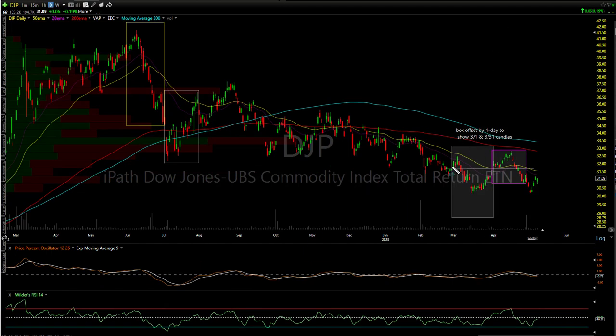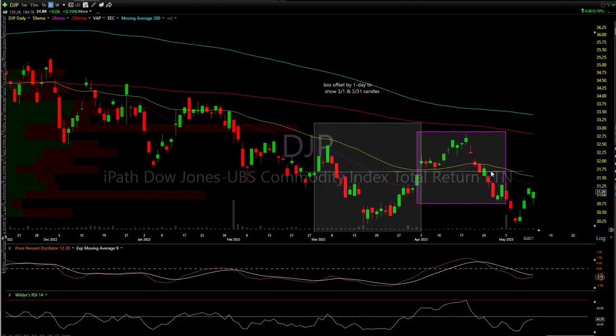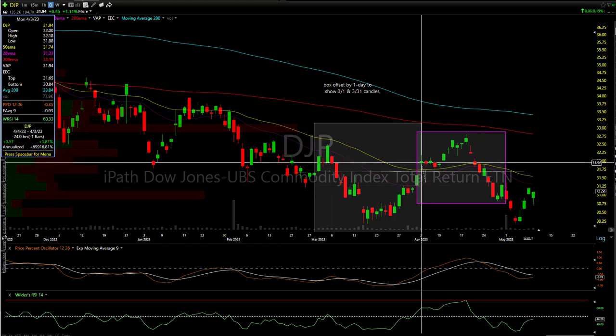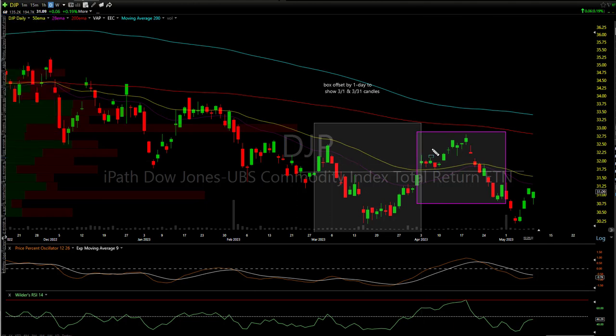And so that was last month right there. This is April in the purple box. And what I did, I shifted out. You can see here, I'll put my crosshairs up. That is right here, this green candle, where my crosshairs are. That's the first trading day of April. And this is the very last trading day. So overall, you can see that we went up and then we went down.